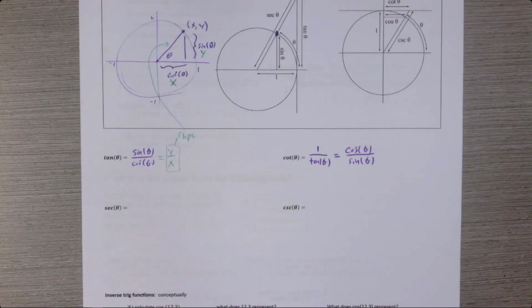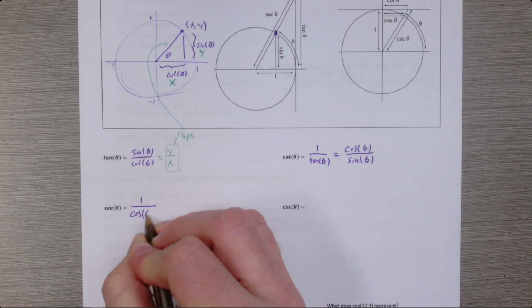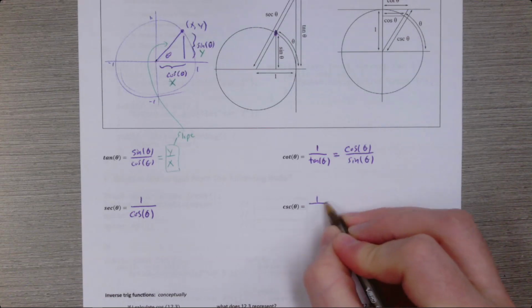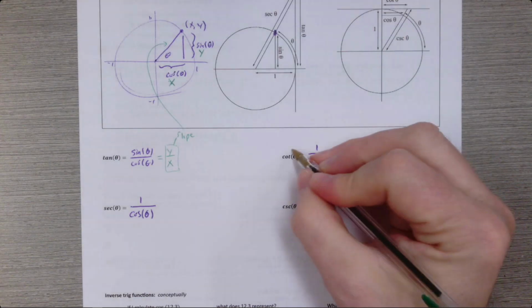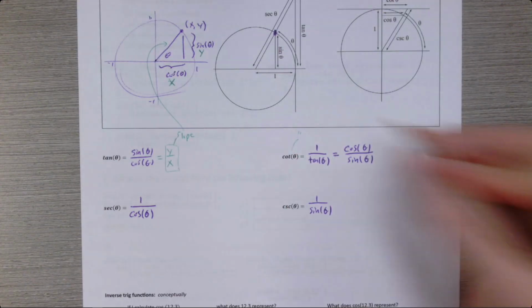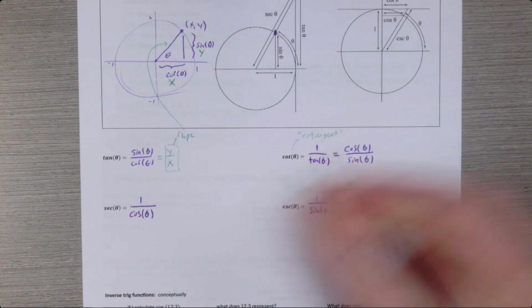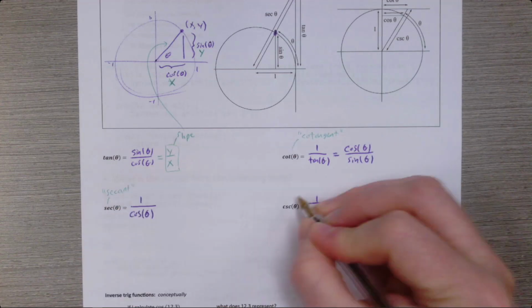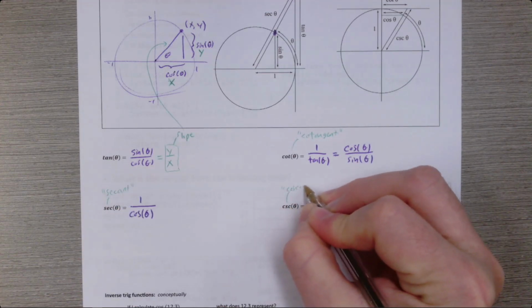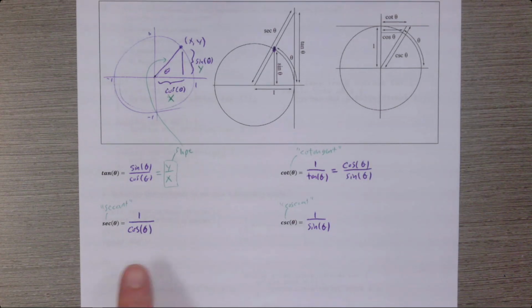Secant and cosecant. Okay, so secant is 1 over cosine theta. Cosecant is 1 over sine theta. If you think you're likely to forget how these are pronounced, you can go ahead and add a little pronunciation guide. So we'll do this as cotangent, this is going to be secant, and this one is cosecant. Okay, so you are definitely responsible for knowing these basic definitions.